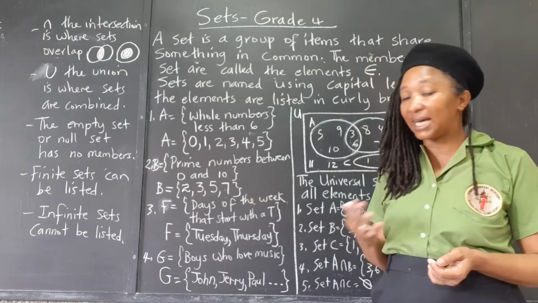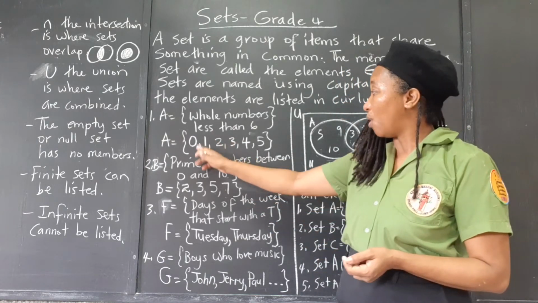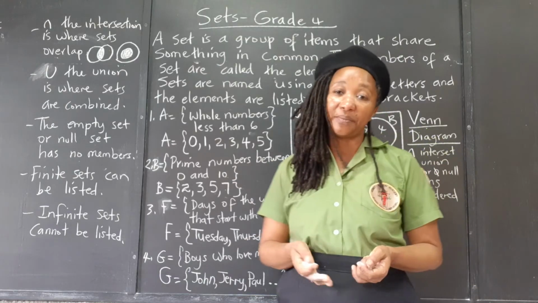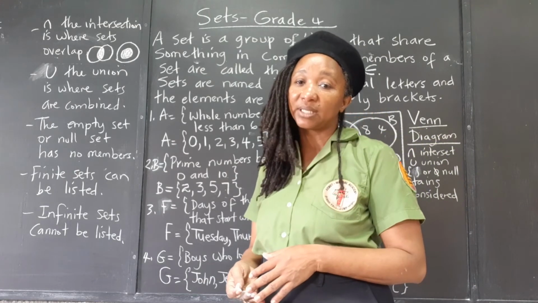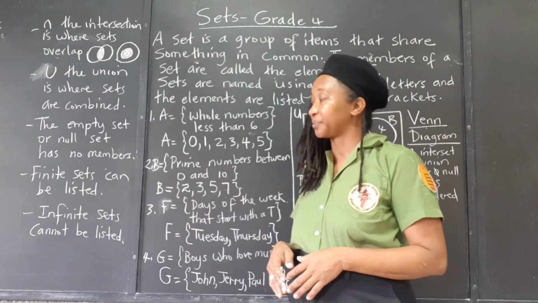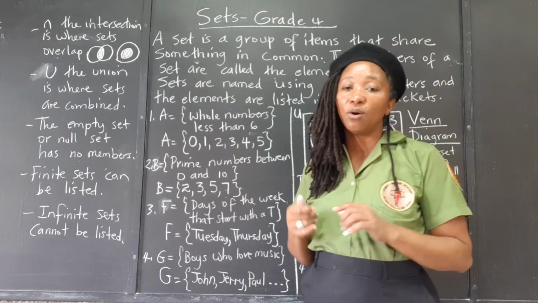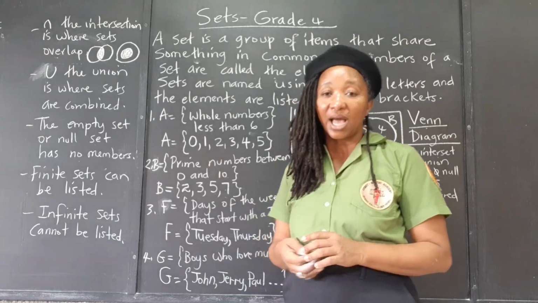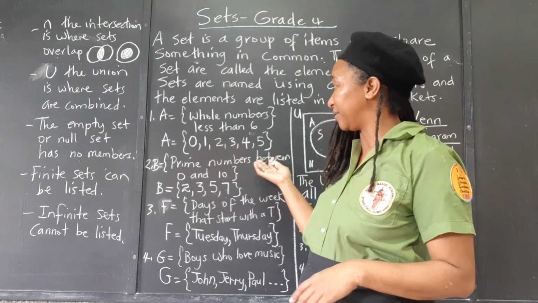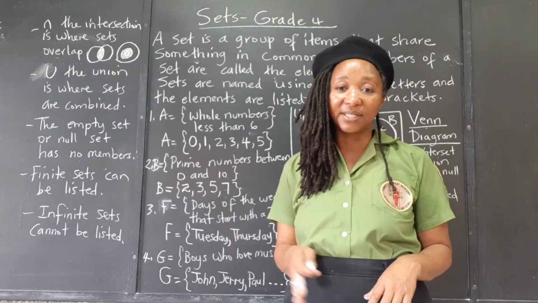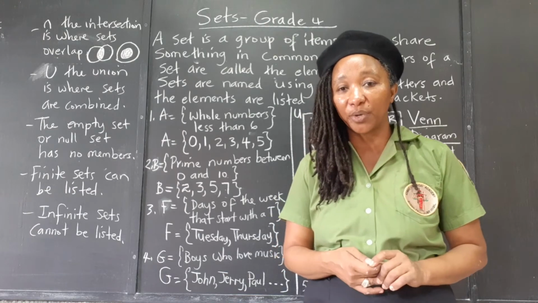Whole numbers less than 6. 1, 2, 3, 4, 5, 6 of them. There are 6 whole numbers that are less than 6. 0, 1, 2, 3, 4, 5 are the only whole numbers less than 6. And we can list them out, we just did. It's a finite set once you are able to list out the members.